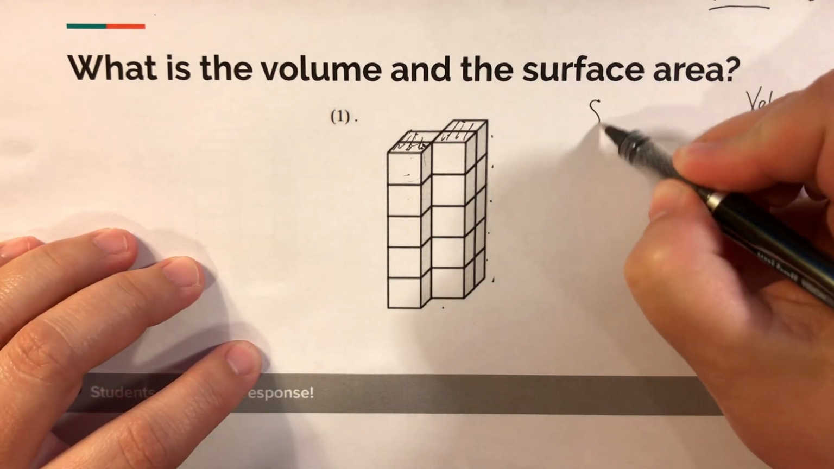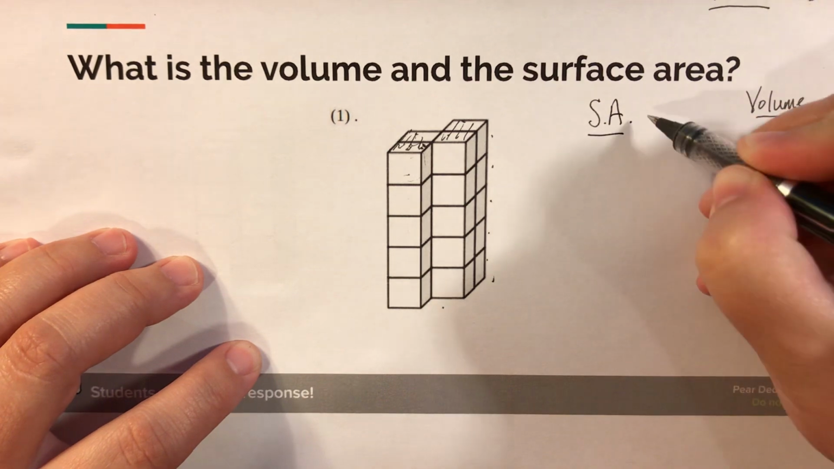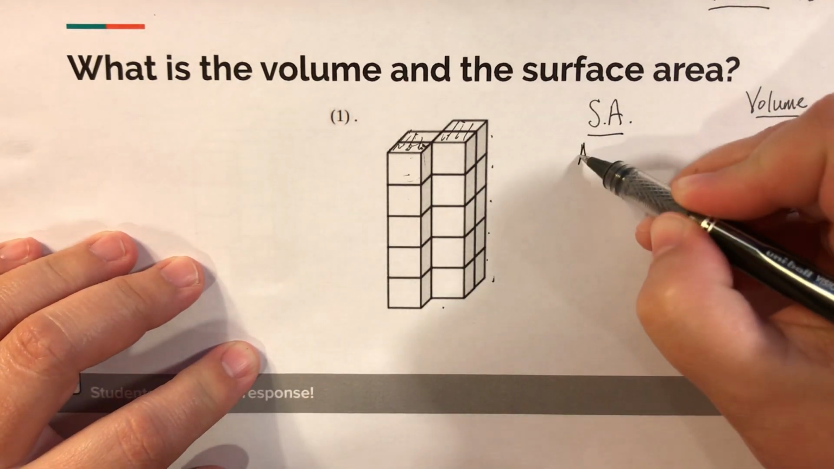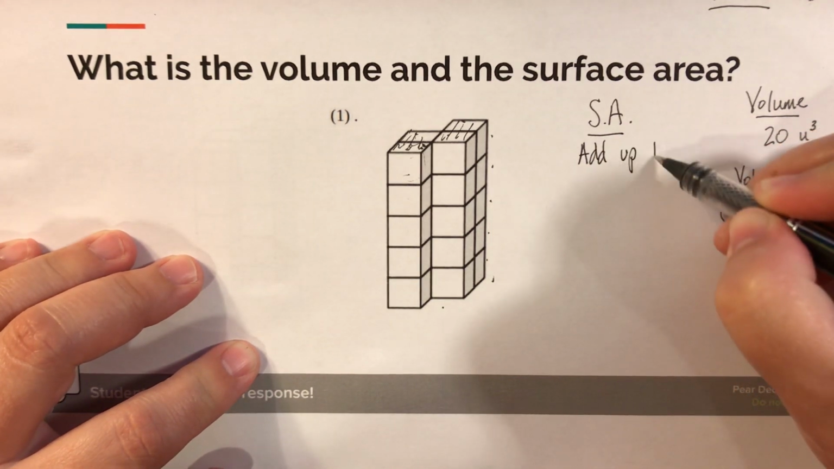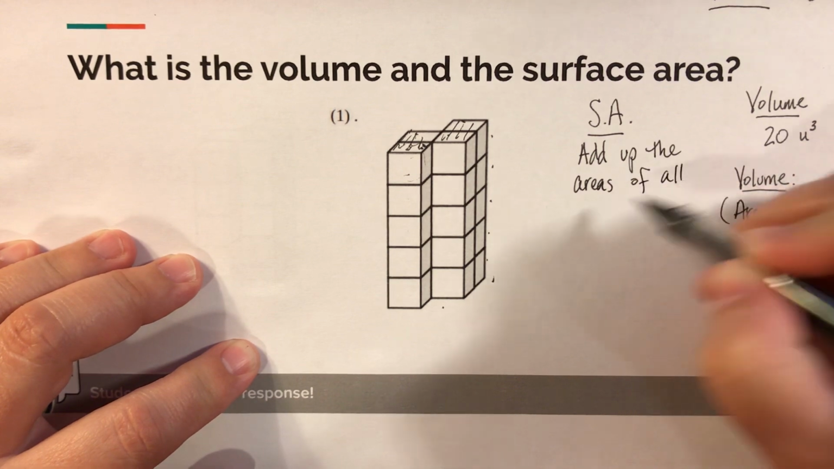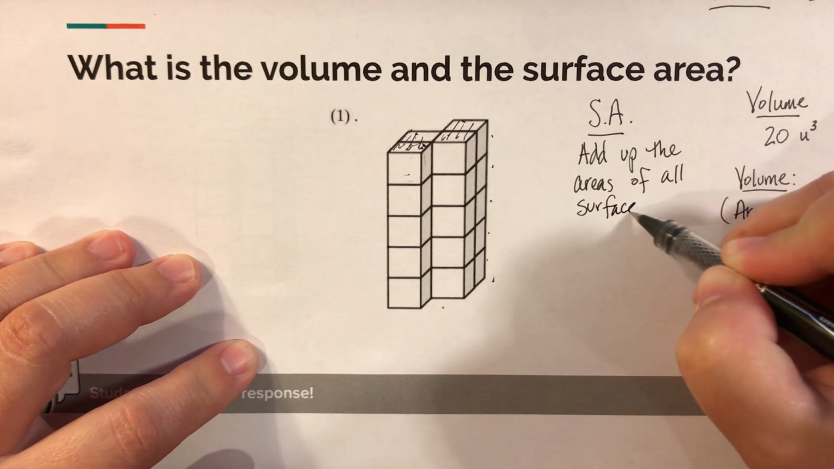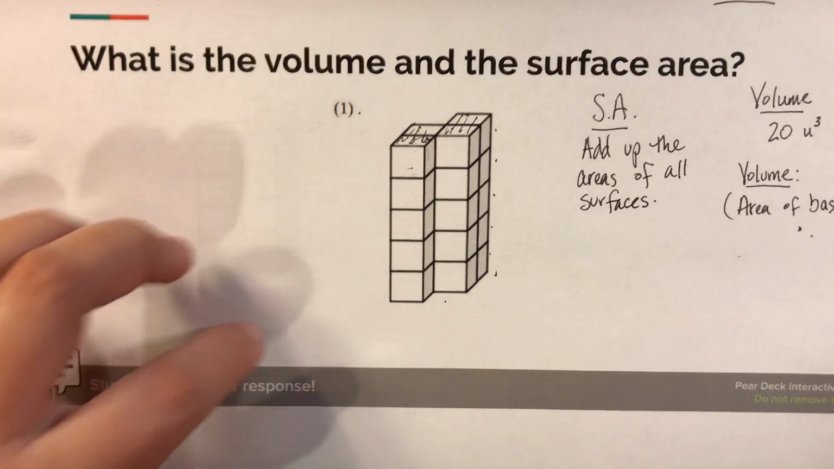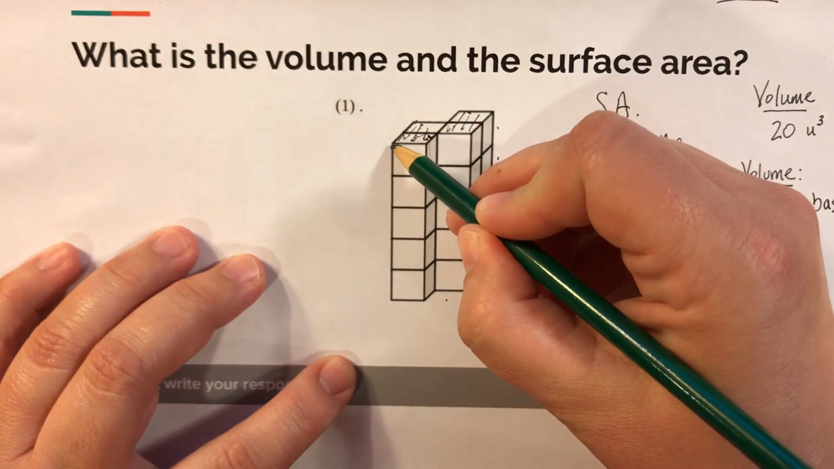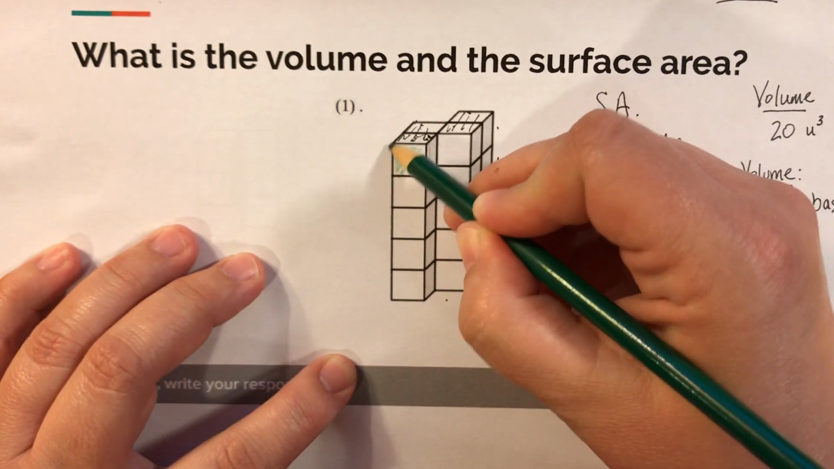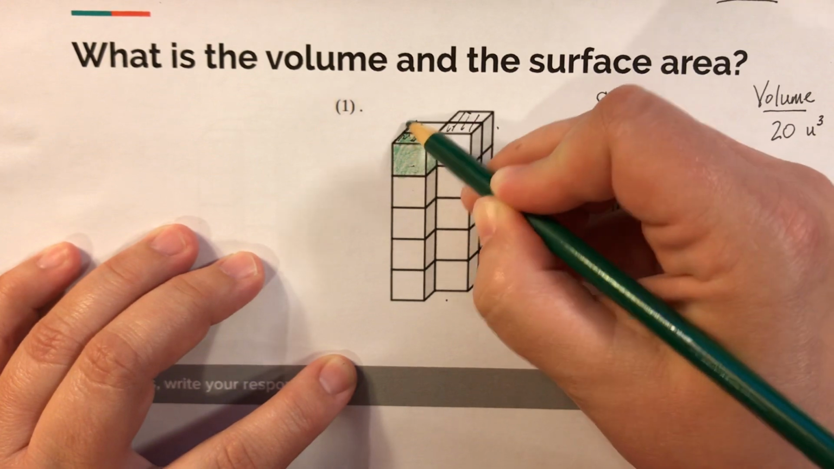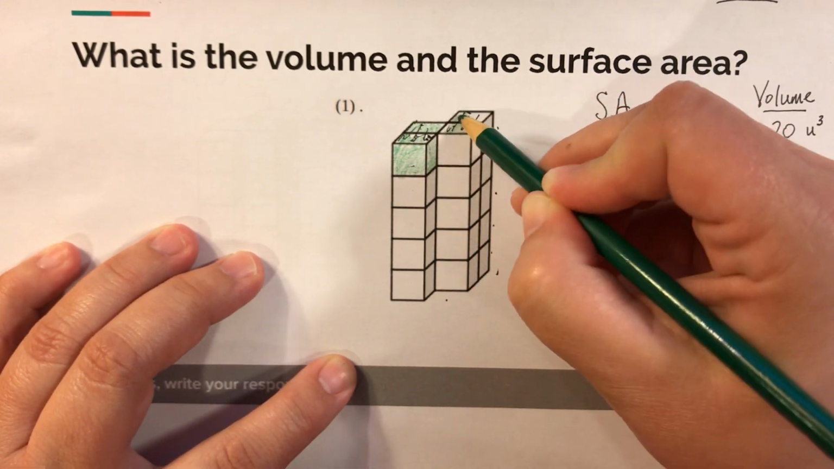So surface area, a lot of times I'll abbreviate it as SA for surface area. The way you find the surface area is you just add up the areas of all surfaces, or all faces. Okay, so if I am looking at this, I'm going to start coloring in all of the parts that would be painted if I were to drop this entire shape into a bucket of paint.